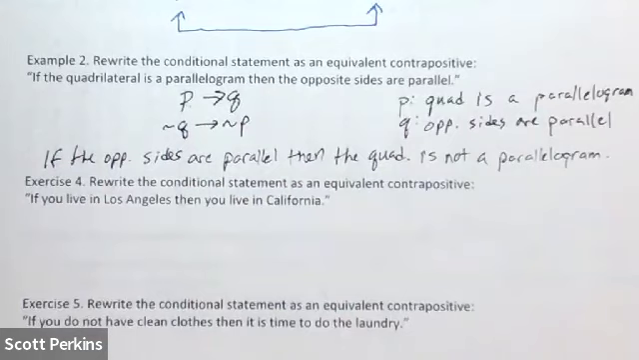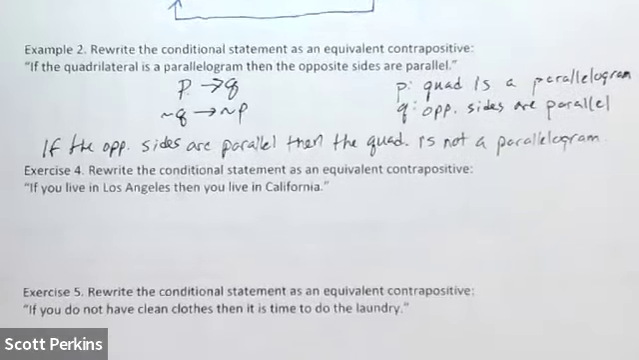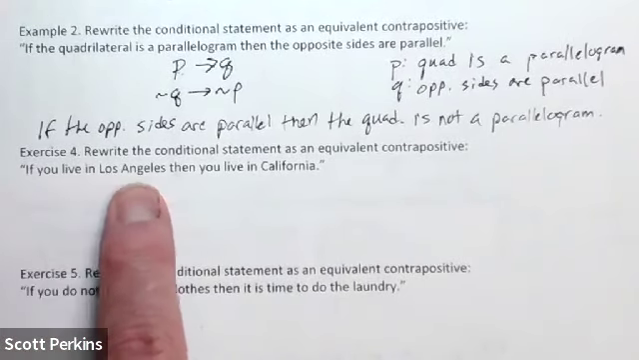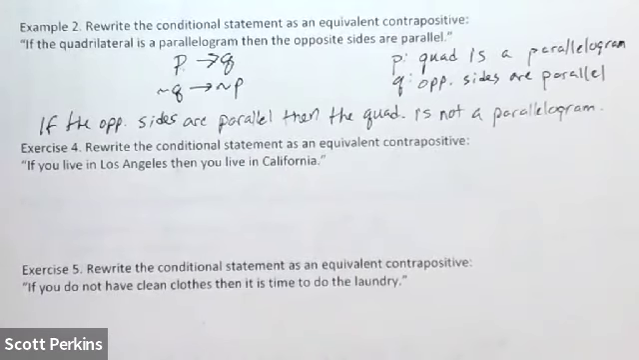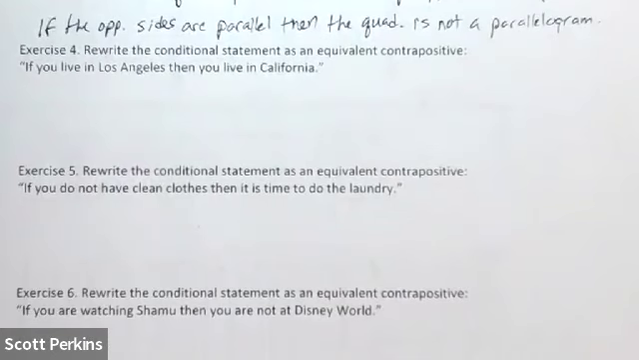Okay. So we're just going to practice that a couple more times so that you get the gist of this. So what I would like you to do is exercise 4 right down below. Go through those same steps. Here is our statement. If you live in Los Angeles, then you live in California. Write that symbolically. Use the contrapositive and then rewrite it. So go ahead and push pause and do that.